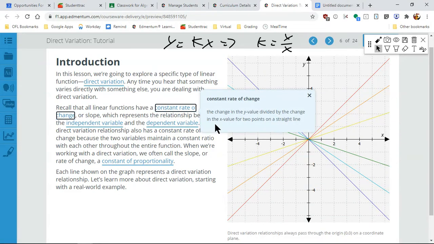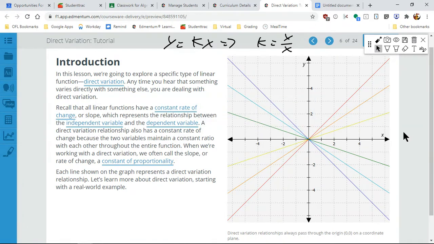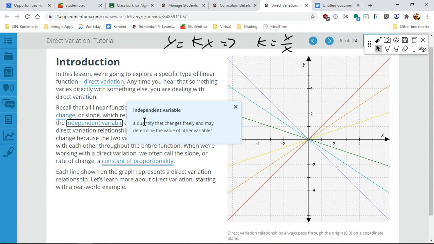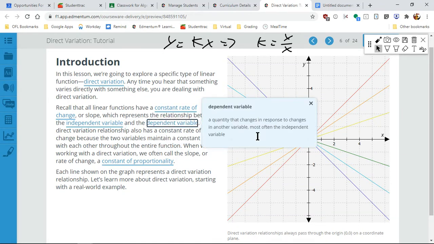Constant rate, that's our slope. Constant rate of change, we're talking about a slope. That makes a straight line, because a slope is a rise over run. Independent variable. This is usually something we cannot control, like time. Time changes freely. We don't really control it. It just changes at the rate that it changes. Dependent variable, this changes because of the other thing. It changes because of the independent variable.